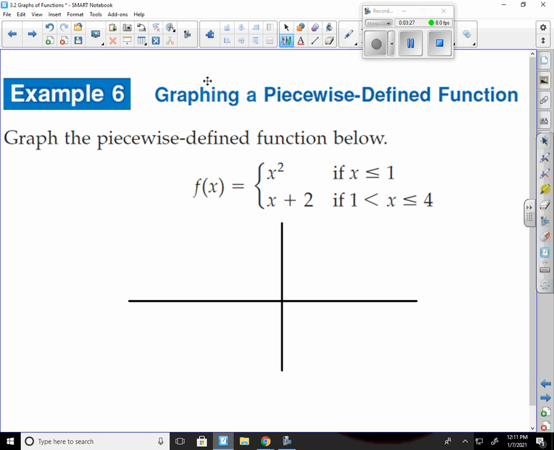Okay, graphing a piecewise defined function. So it says graph the piecewise defined function below. So for this one, I have two separate pieces that I have to graph. First one, excuse me, is x squared if x is less than or equal to 1. The second part of it is from 1 to 4.